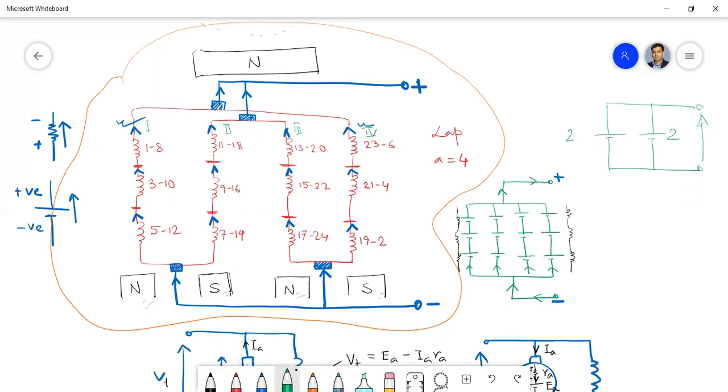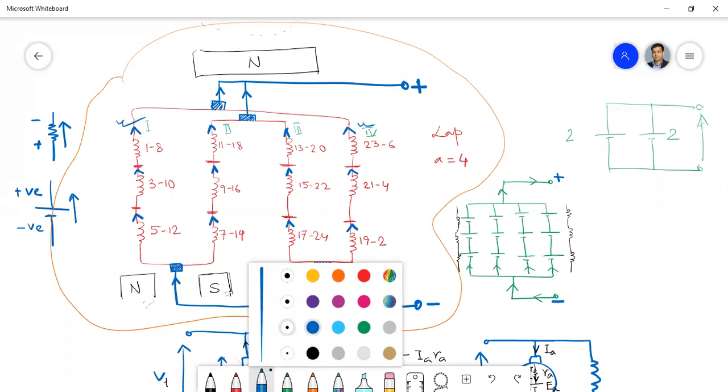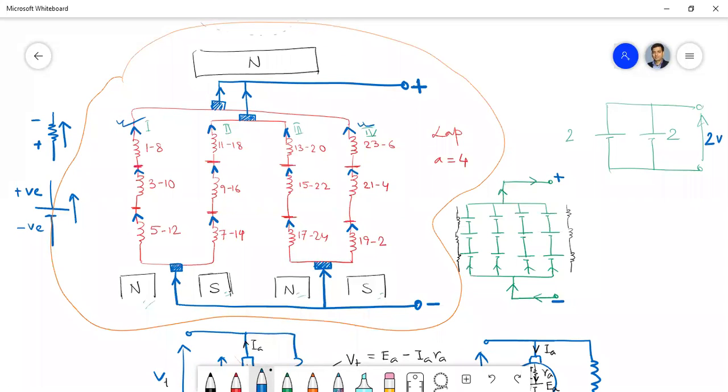Just quickly tell me. 2 volt. 2 volts only. That is our objective. So you will get 2 volt only. But if this is 2 volt and this is 2.1 volt, then how much voltage will you get there? 4.1 by 2. Why?